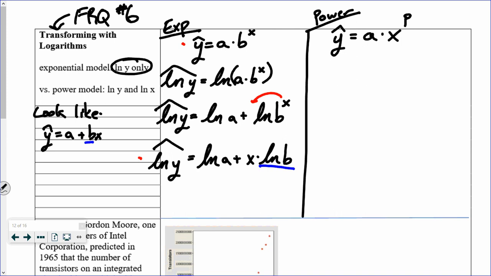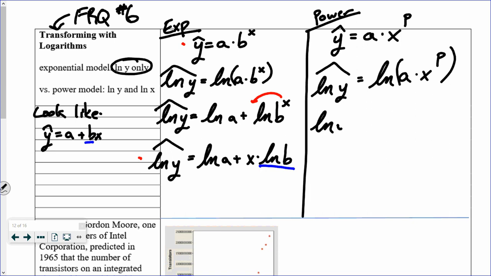Y hat equals a times x to the p power. We need to make it look linear. We're going to take the natural log of both sides of the equation. This becomes predicted natural log of y equals natural log of a times x to the p. We can carry ahead with the logarithm rules we used on the left side over here. Break up a times x to the p into a sum of logarithms. This becomes natural log of y predicted equals natural log of a plus, I'm going to do this in one step, p natural log of x.